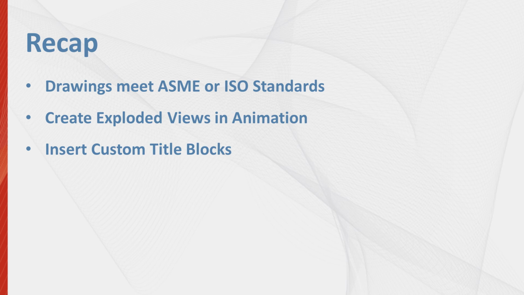So that's it for the content of today's demonstration. To recap, the drawings that Fusion creates include ASME or ISO standards. To create the exploded view, you can go to the animation workspace and manually or automatically explode there. And lastly, you can insert your own custom title blocks by going to the sheet settings at the bottom.